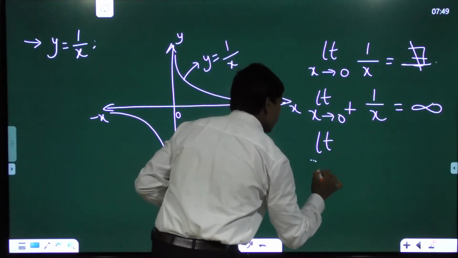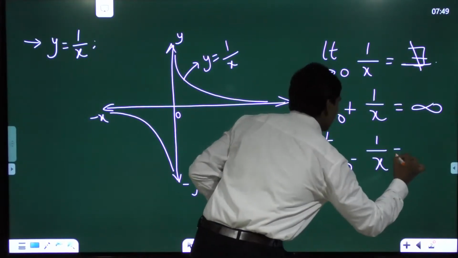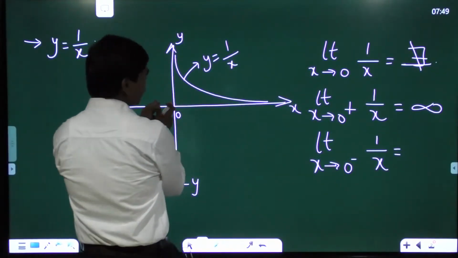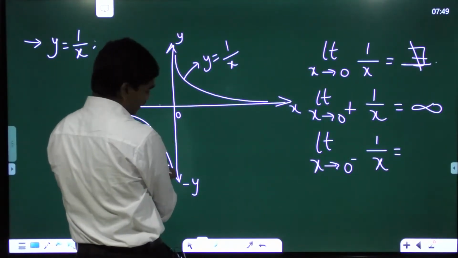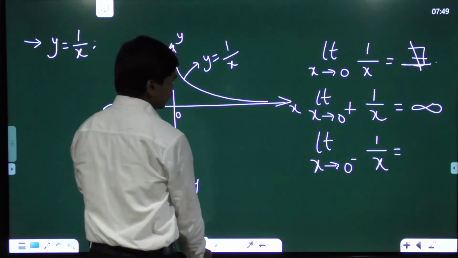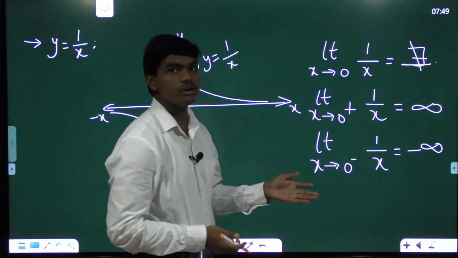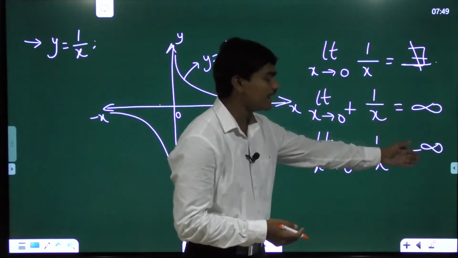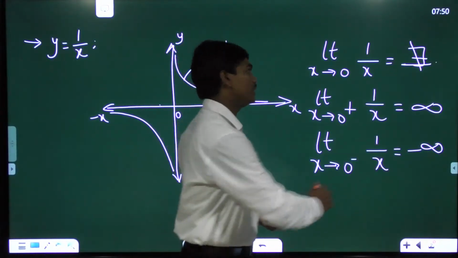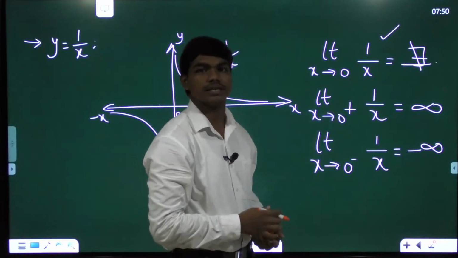Similarly, if you consider the left hand limit, limit x tends to 0 minus 1 by x, on the left neighborhood of 0 means somewhere here, the value of this function is minus infinity. Correct? The value of this function is minus infinity here. So in the left neighborhood, the value is minus infinity, and you see yourself that both the values don't agree with each other. So basically this limit does not exist, and this question was asked like 3 to 4 times in GATE examination.